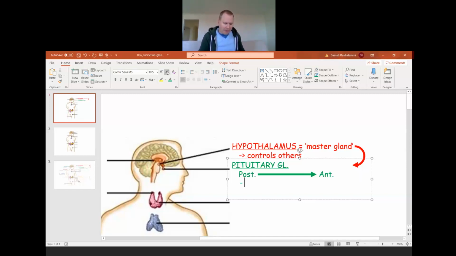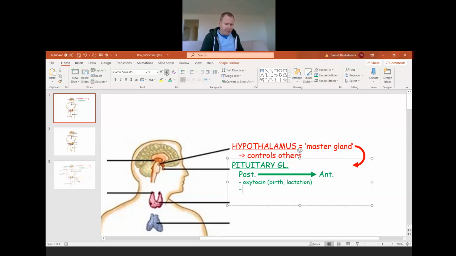So there's two important ones. The first one is going to be oxytocin. And oxytocin is involved especially with birth and lactation. So the delivery of the child and also milk production. So that's what oxytocin especially acts on.